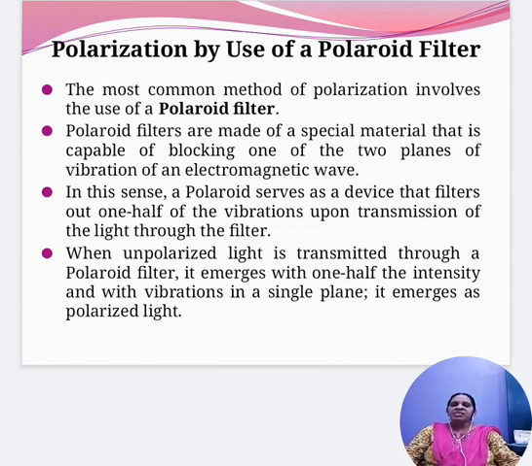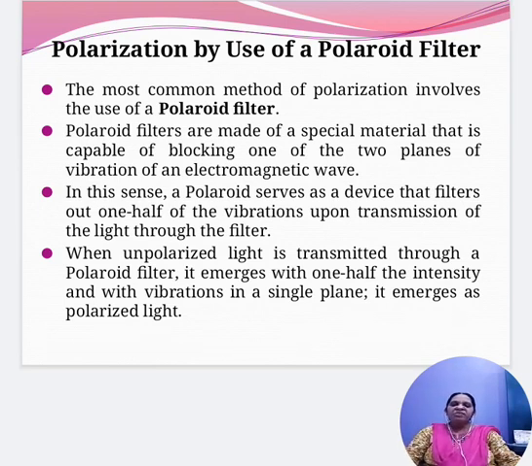In this sense, a Polaroid serves as a device that filters out one half of the vibrations upon transmission of the light through the filter. When unpolarized light is transmitted through the Polaroid filter, it emerges with one half the intensity and with vibrations in a single plane. It emerges as a polarized light. This is the principle of a Polaroid filter.